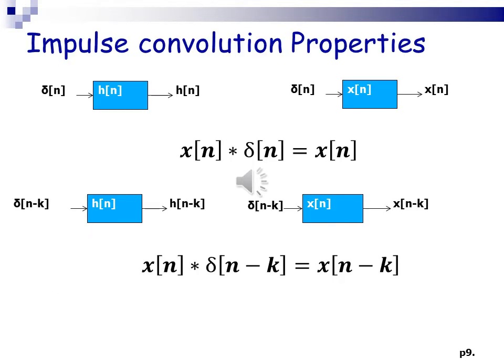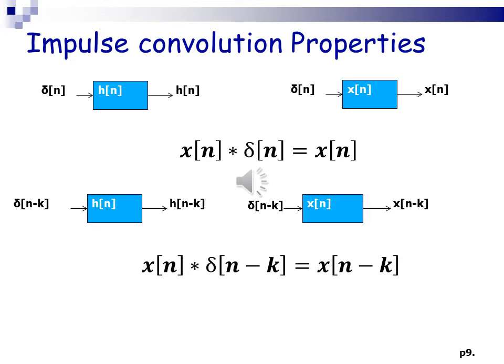Now in the last few slides we have seen properties of convolution sum. Now in this slide we will be studying the impulse convolution properties. So whenever we convolve the impulse with any signal, what happens? Let's understand that. So we will first use the definition of impulse response. What it says is that if you apply an input to an LTI system as impulse, the output will be an impulse response.